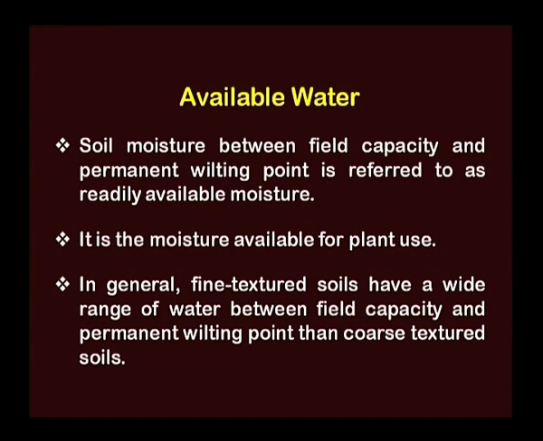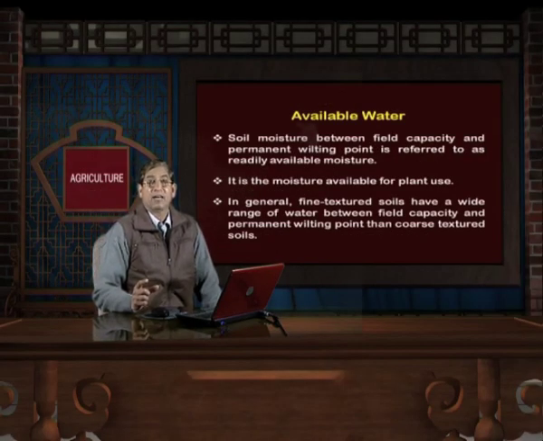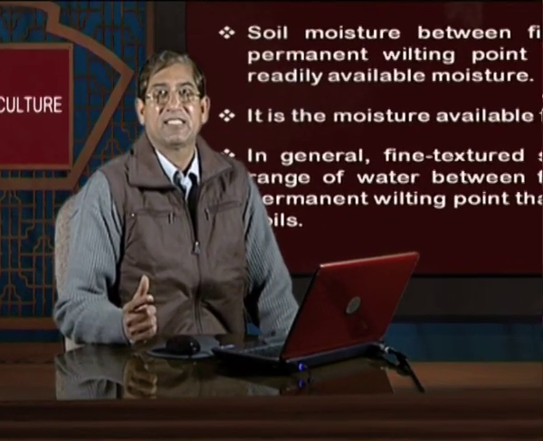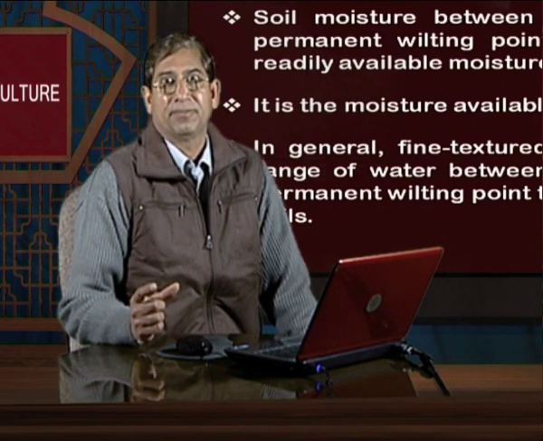In general, fine textured soils have a wider range of water between field capacity and permanent wilting point than coarse textured soils. Because of this variation in water availability in differently textured soils, the irrigation interval varies. In sandy soils, frequent irrigations are required, whereas in heavy textured soils, the irrigation interval is longer.